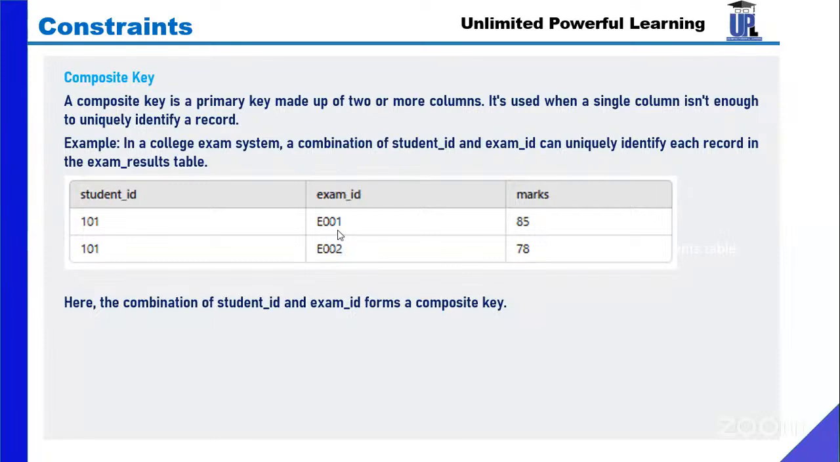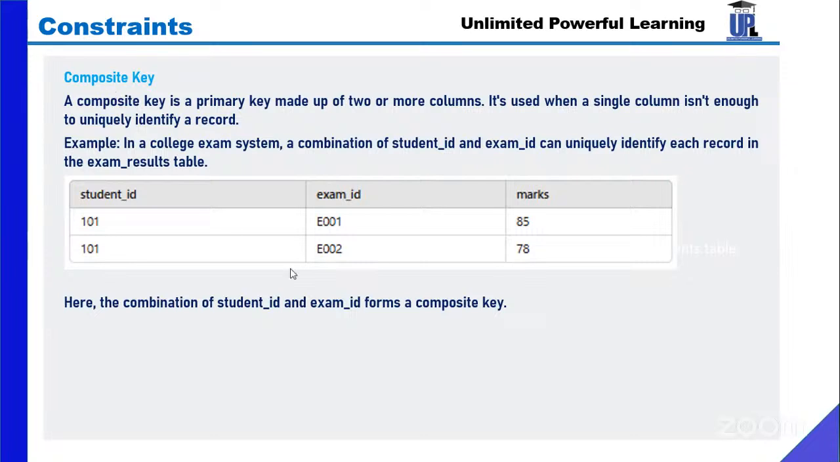Electronics 001 for paper first, okay, and student ID together can become a primary key, it becomes unique. In this situation, the combination of student ID and exam ID can be made a primary key. So based on the situation, if you combine two or more columns, such keys are called a composite key.